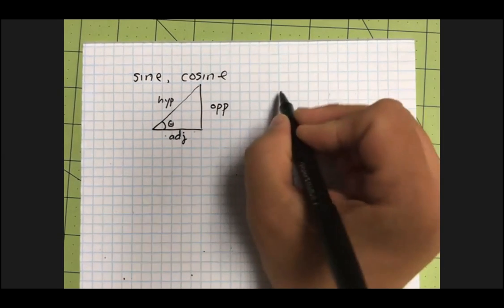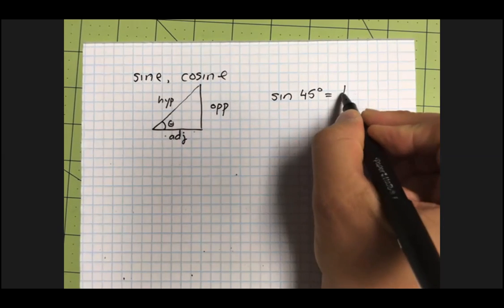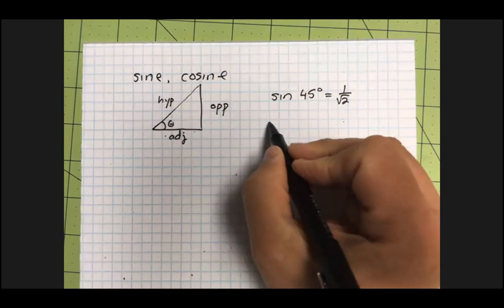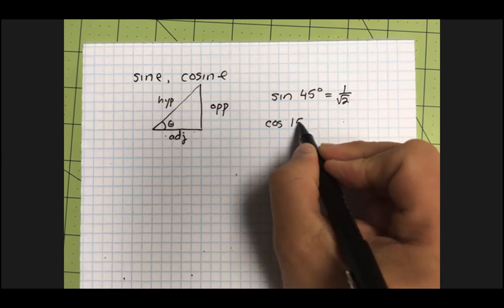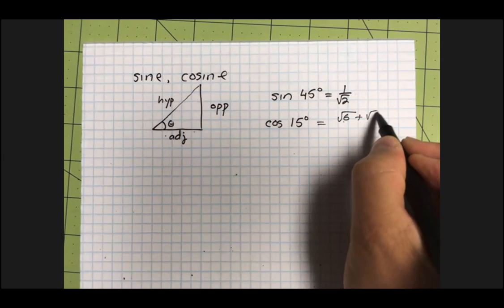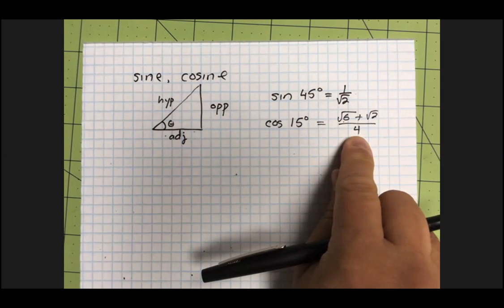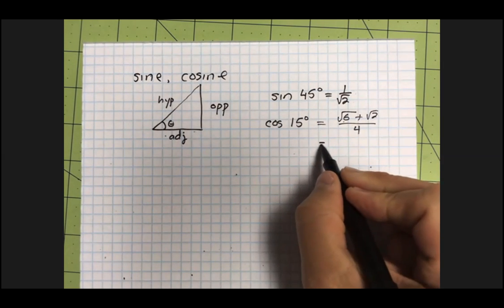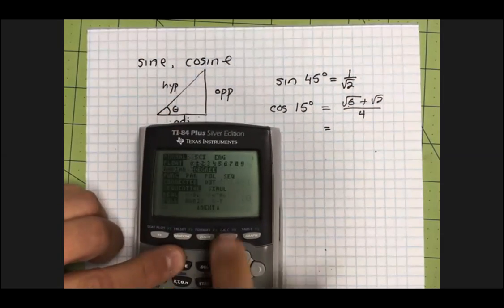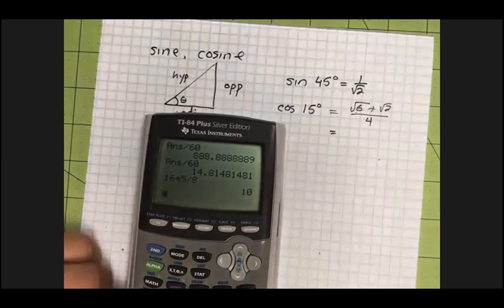You can spit out a lot of values, like, oh, the sine of 45 degrees. That's 1 over root 2, because I know that famous triangle. The cosine of 15 degrees. Oh, that's root 6 plus root 2 over 4, because I know that famous triangle. You can convert any one of these numbers to an approximation by asking your calculator, if you're in degree mode, what the cosine of 15 degrees or the sine of 45 degrees is.